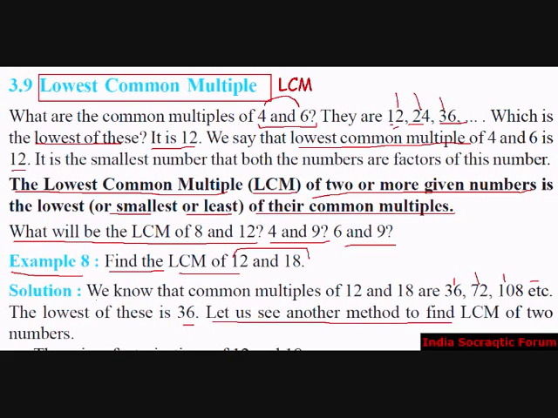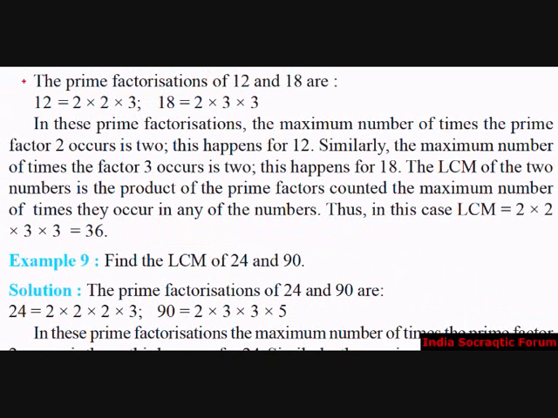Let us see another method to find the LCM of two numbers. This method is a little tedious, right? You have to find the multiples of 12, multiples of 18, and then find the common ones among them. So, let's find other easier methods. Second is the prime factorization of 12 and 18. This is another method.